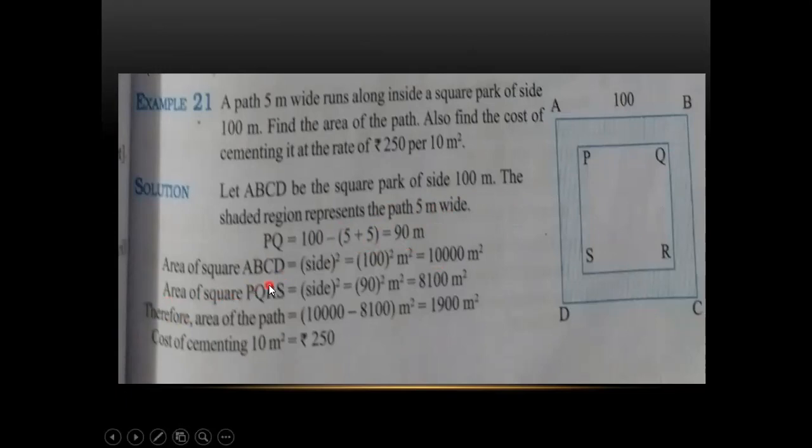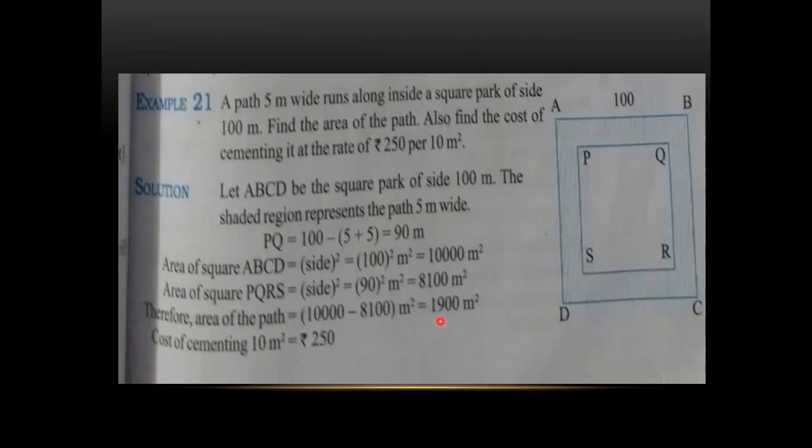Area of square ABCD equals S into S, you know that. So 100 into 100 gives 10,000 meter square. In the same way, area of square PQRS, with side 90 meters, is 90 into 90, 9 9s are 81, so 8,100 meter square. Now area of the path is area of square ABCD minus area of PQRS. 10,000 minus 8,100 gives 1,900 meter square.